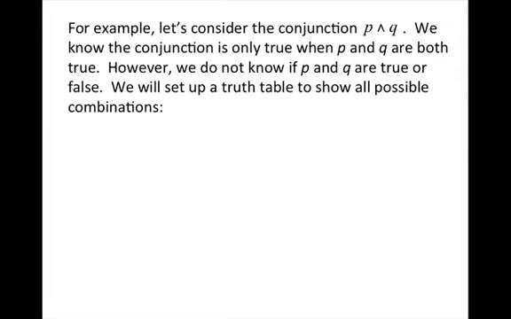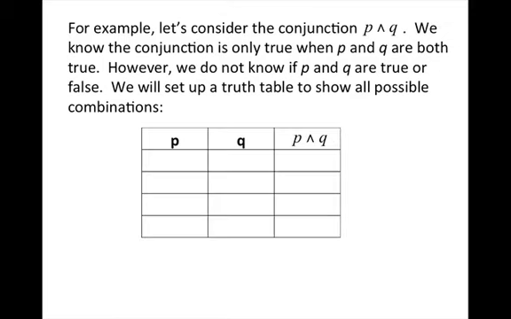And as I mentioned before, I don't know if P and Q are true or if they're false. So we're going to set up a truth table. This table is going to show us all the possible combinations. When you set up a truth table, you need to be consistent. This is the way you're going to do it every time. Always list P first, and that's your first proposition, and always list Q second.